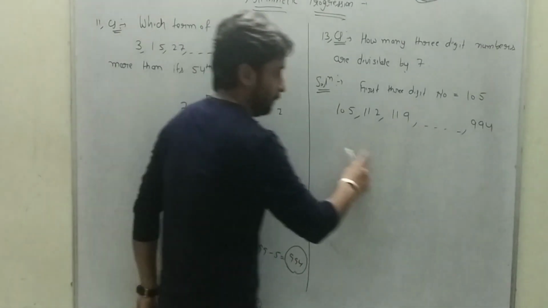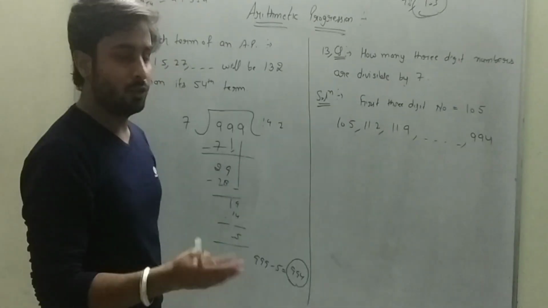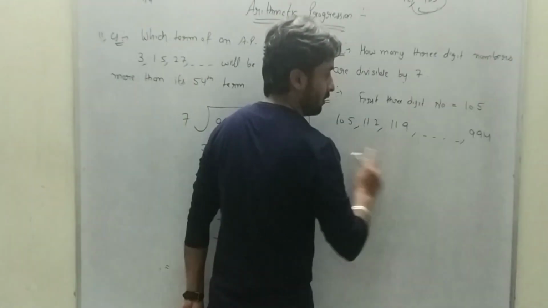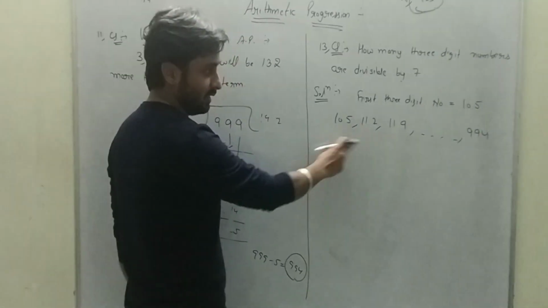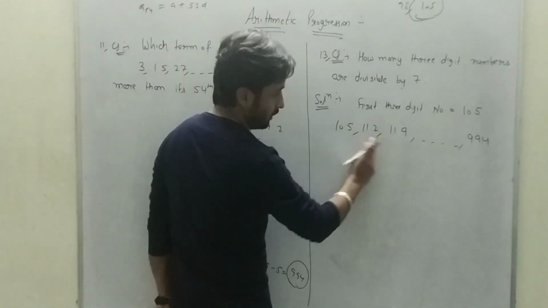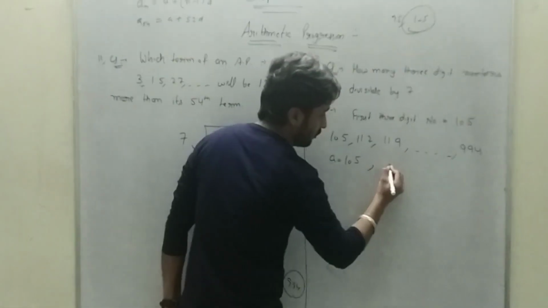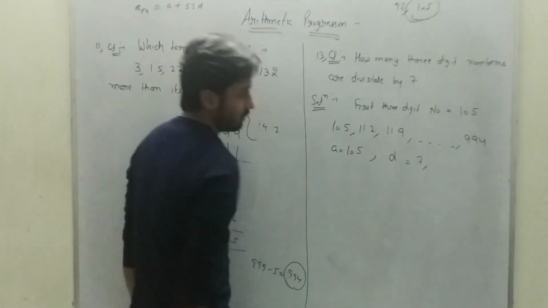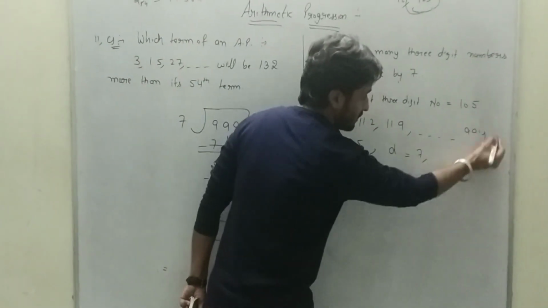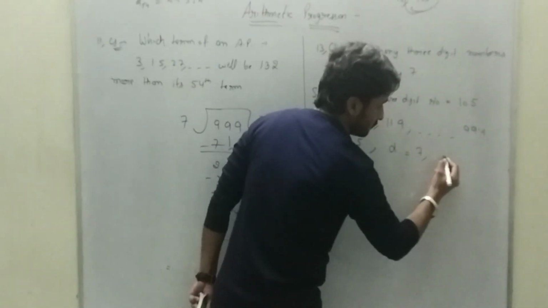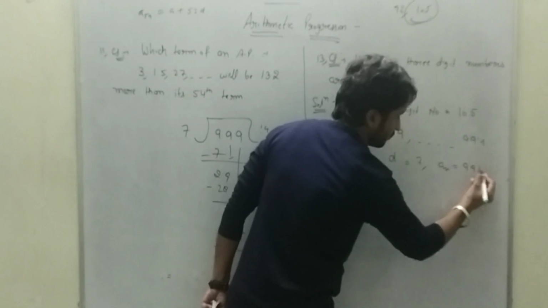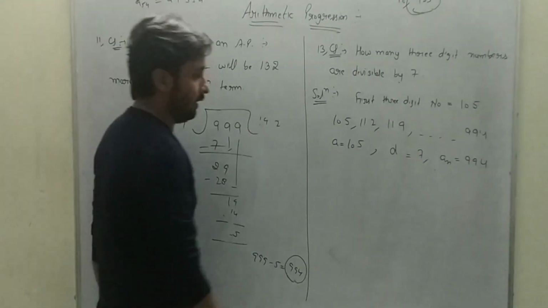Now the AP is formed. What we have to find is the number of terms. How many terms are there in this AP? First of all, it is an AP. You can see the difference is 7. So the first term will be 105, and the common difference is 7. Now this is your last term. Last term means an, and an is 994. We have to find n.